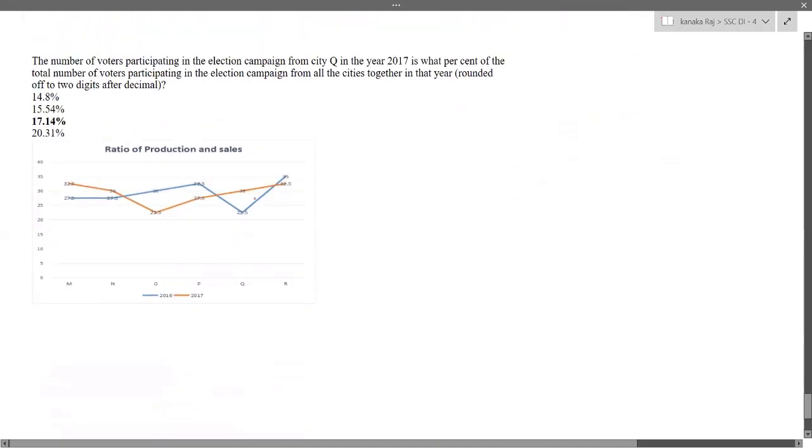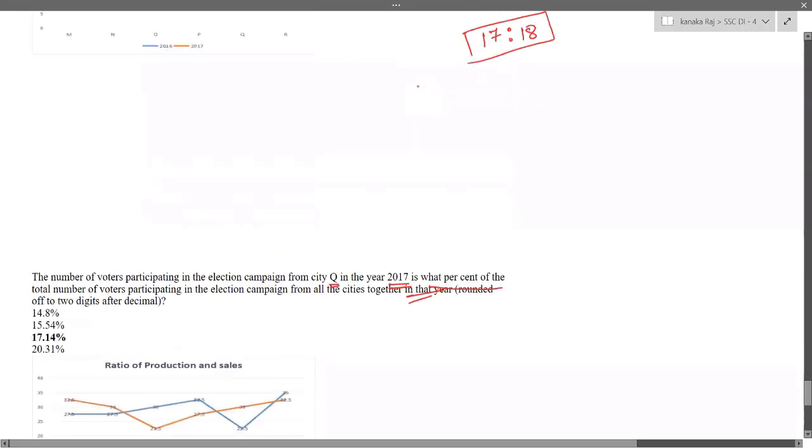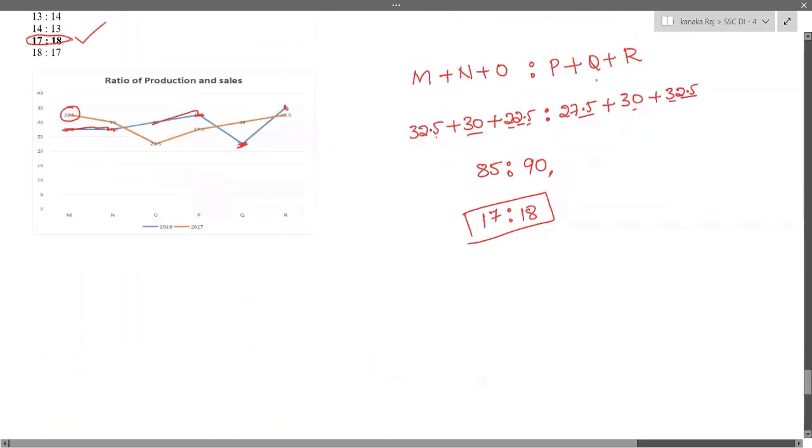What are they asking? The number of voters participating in election campaign from city Q in the year 2017. So once again, it is based on percentage. It is what percent of total number of voters participating in the election campaign from all the cities. Now we need to take the number of voters participating from all the cities from the same year, meaning for 2017. So how do we easily solve this? We have already taken down the ratios here. For Q, how many people participated? 30 lakh people. So I'll directly take that.